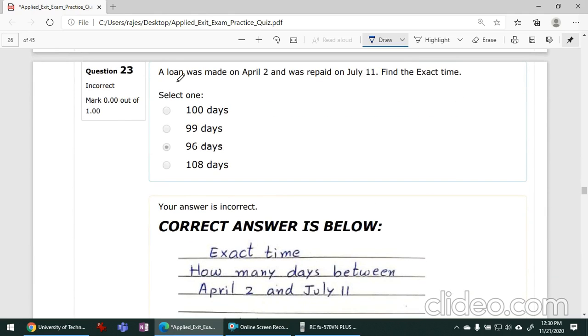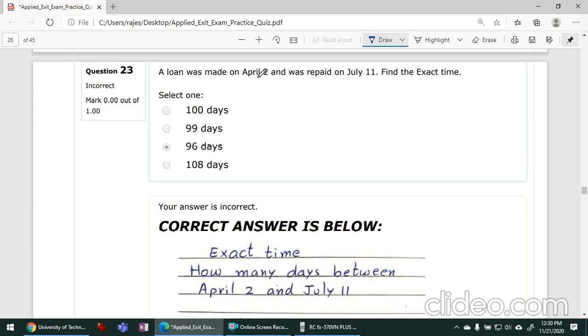Now question number 23. A loan means qard. Loan is when you take a loan from the bank. If you don't have money, you go to the bank and borrow money from the bank. That is called qard, loan.